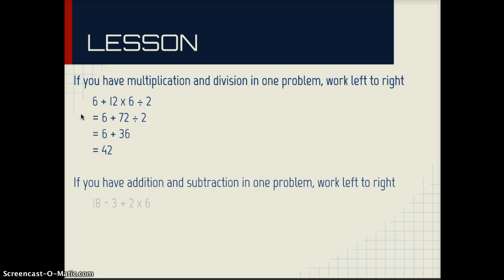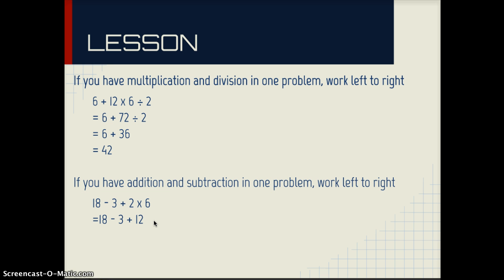The same thing happens with addition and subtraction. Notice I have a subtraction first here, and then addition next, and then multiplication. Obviously you're going to do your multiplication first, your 2 times 6, because the multiplication and division part comes before addition and subtraction. I did 2 times 6 to get 12. Now I'm left with 18 minus 3 plus 12, and I have to figure out which one goes first.